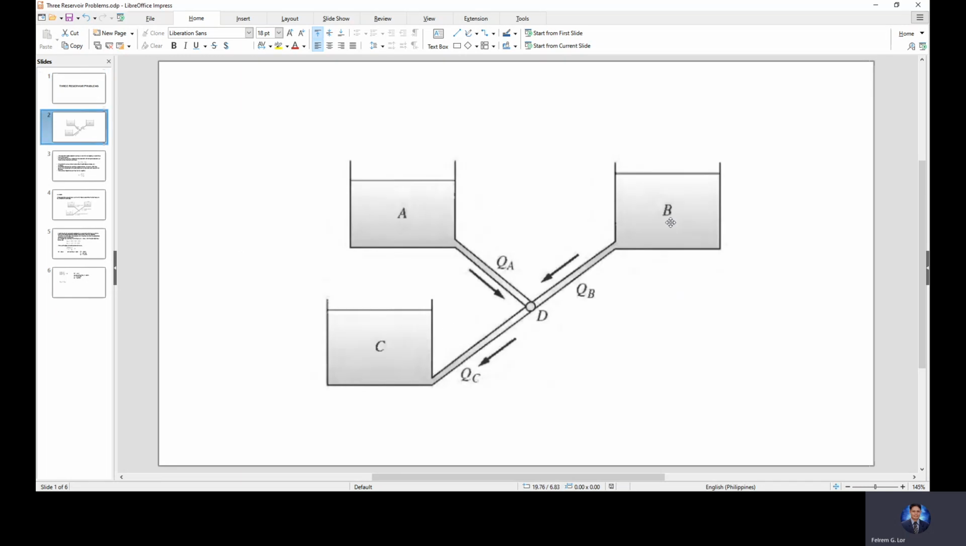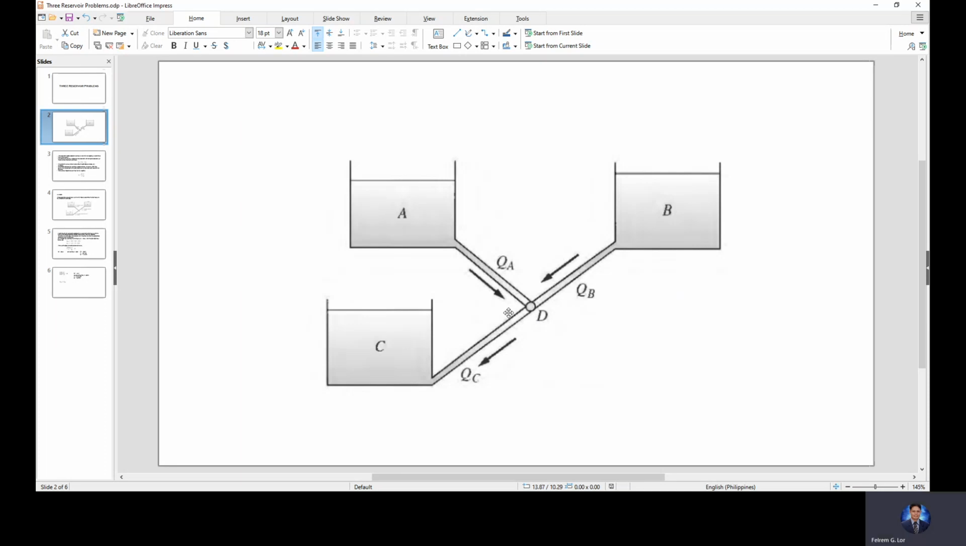So we have three reservoirs with different elevations, reservoir A, B, and C. Then water will flow presumably from higher elevation to lower elevation. The primary mover of the water in the conduit in this particular problem is only gravity. So from higher elevation, it will always flow to lower elevation.